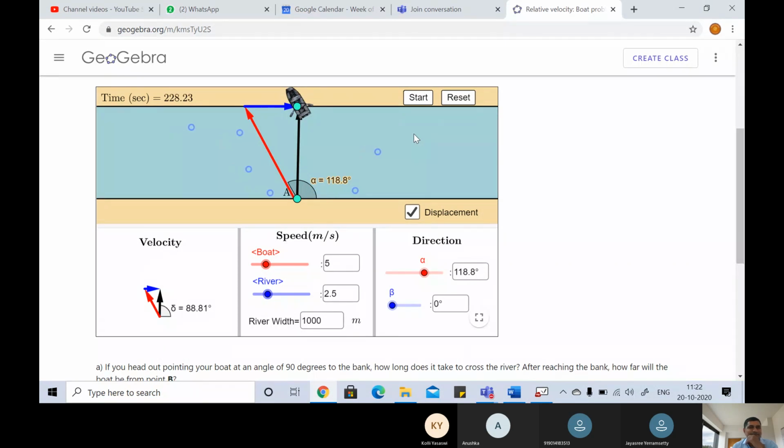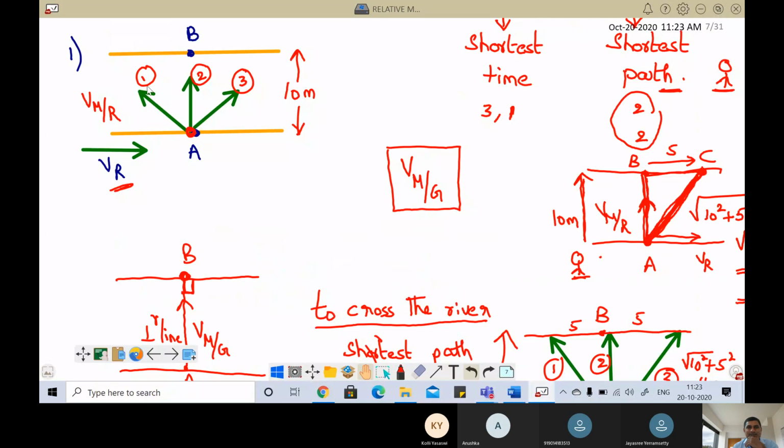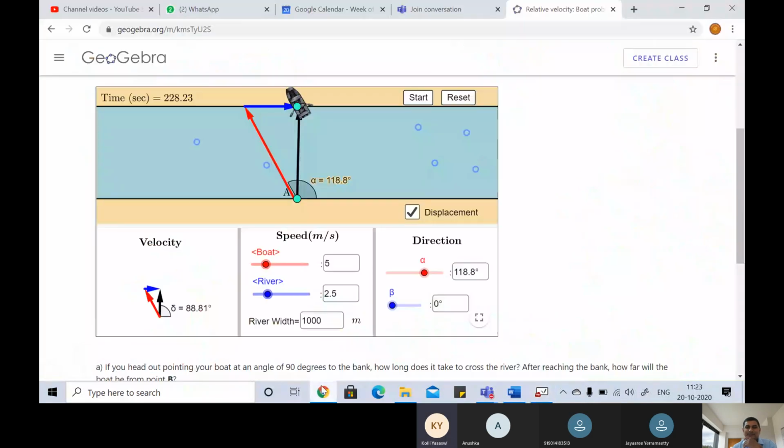How much? 228.23. Please note it down. Yes, sir. So this is the first one. Now second one. Or let us take third one. Third one. Let us see.